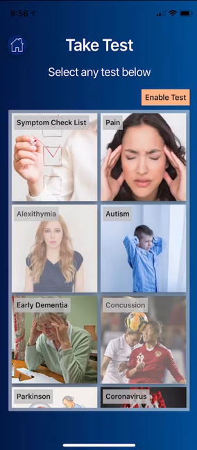There are 8 different symptom categories with a general symptom checklist. In this case, it has 33 because it's shortened, but it will have 52 different questions. It could be pain, autism, alexithymia, which is social problems, not being empathetic and not understanding the meaning of facial expressions, early dementia, concussion, Parkinson's, and then we also have an app.